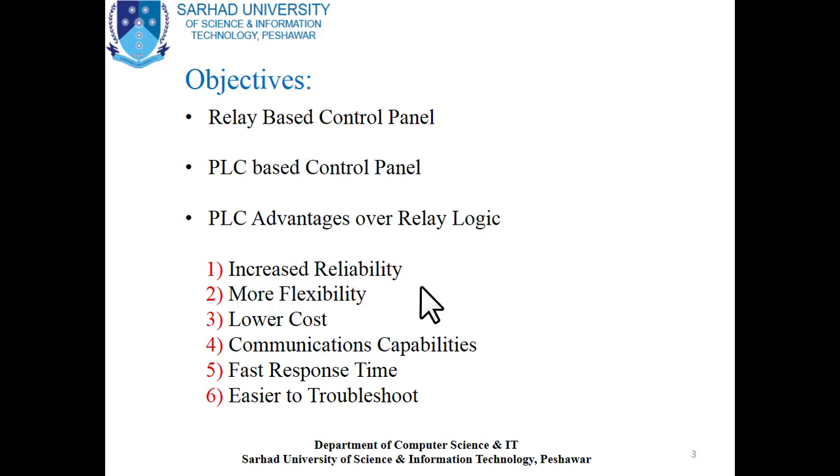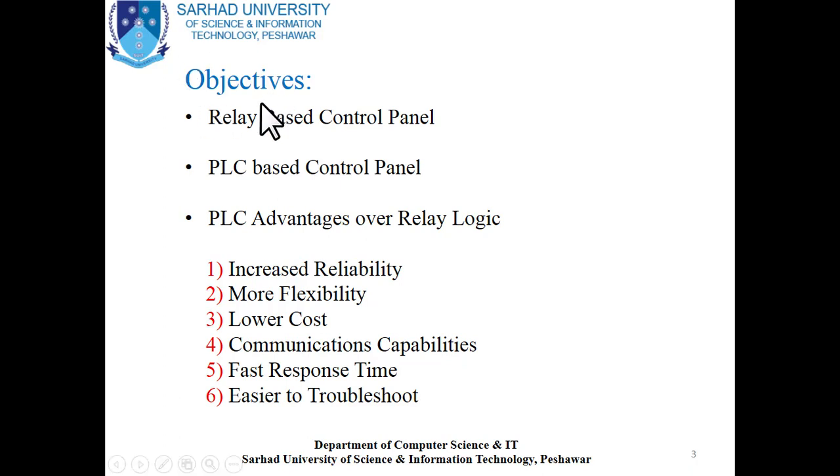These are the few objectives which we will study today. The first objective is a relay-based control panel, in which we will study about the control panel which is designed by relay. You know relay is an electromagnetic device in which a coil is attached. In that coil, if we pass current, it will generate a magnetic field.